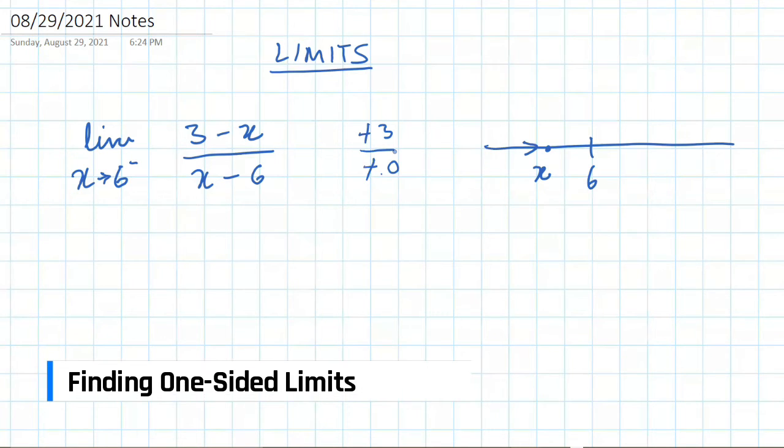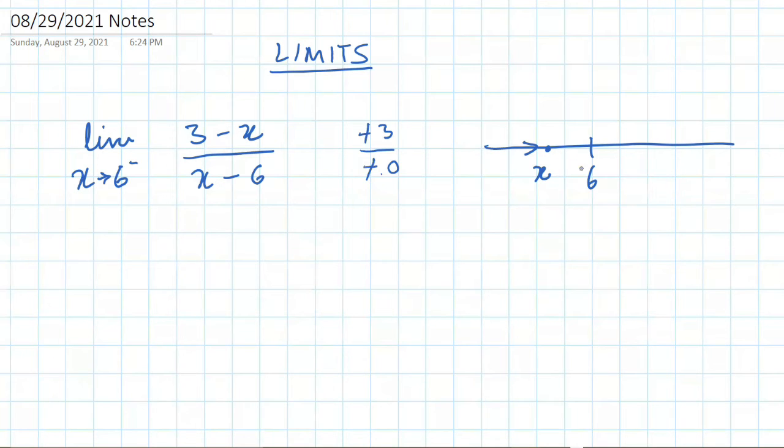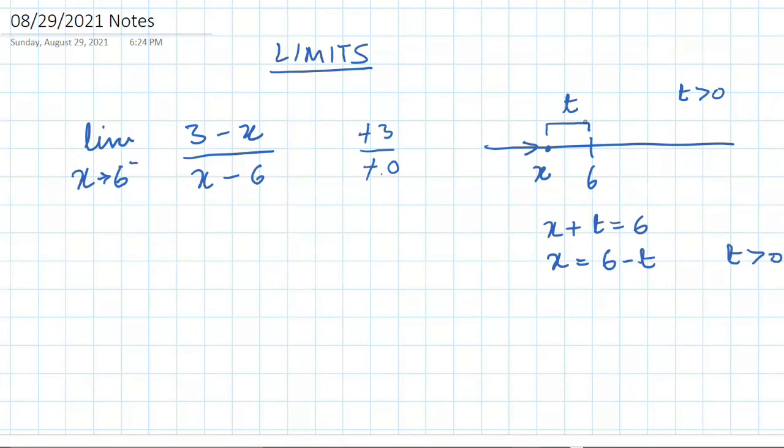But I'm going to show you a general way to do one-sided limits. So you put X wherever it is. It's on the left of 6, so you put it here. And let's call this difference T. So T is some positive value, just the width of this. What's the relationship between X and 6 and T? X plus T equals 6. So what is X? 6 minus T, and T is greater than 0, right? If T is less than 0, then X will come to the right side. So we're saying T is greater than 0, so X will stay on the left.